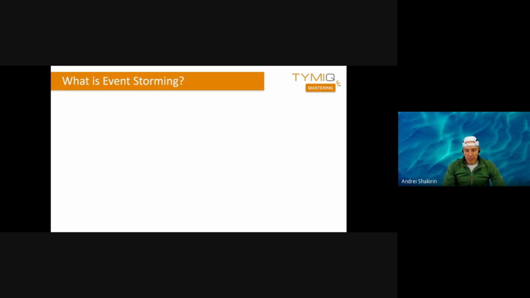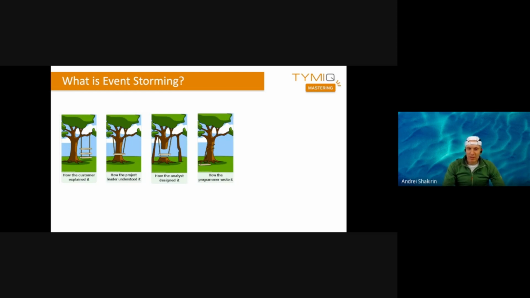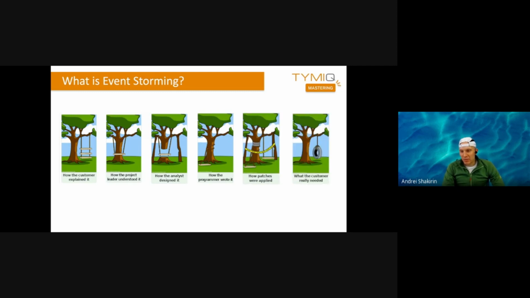Okay, what is event storming? I think most of you are familiar with this kind of picture, illustrating the kind of misunderstanding that could arise between business analysts, business experts, product owners, requirements engineers, software engineers, and architects. This is how the customer explained what should be done. This is how the project leader understands it. This is how the analyst designs it. This is how the software engineer implements it. And this is how patches are applied. And finally, the last picture is what the customer really needs. So you see there's a huge amount of opportunities for misunderstanding.